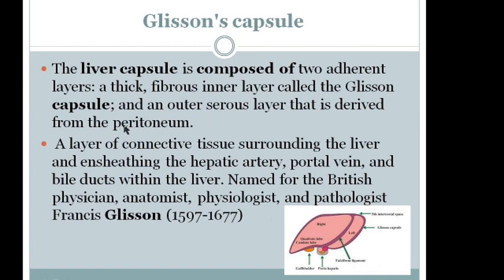The layer of connective tissue surrounding the liver and encircling the hepatic artery, portal vein and biliary duct within the liver is called the Glisson's capsule, named for the British physician, anatomist, physiologist and pathologist Francis Glisson. So Glisson's capsule is the inner layer that surrounds the liver and encircles the hepatic artery, portal vein and the bile ducts within the liver.